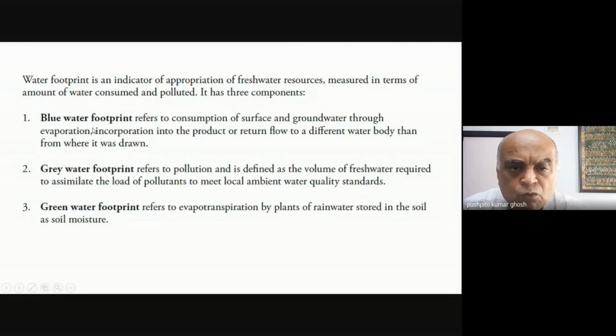So you have the blue water footprint, and it refers to consumption of surface and groundwater, either because it is partly being evaporated in your processes, or it is getting incorporated into your products, or it is being returned to a different body. That's really what the blue water footprint is. Okay. Then you also have the gray water footprint.